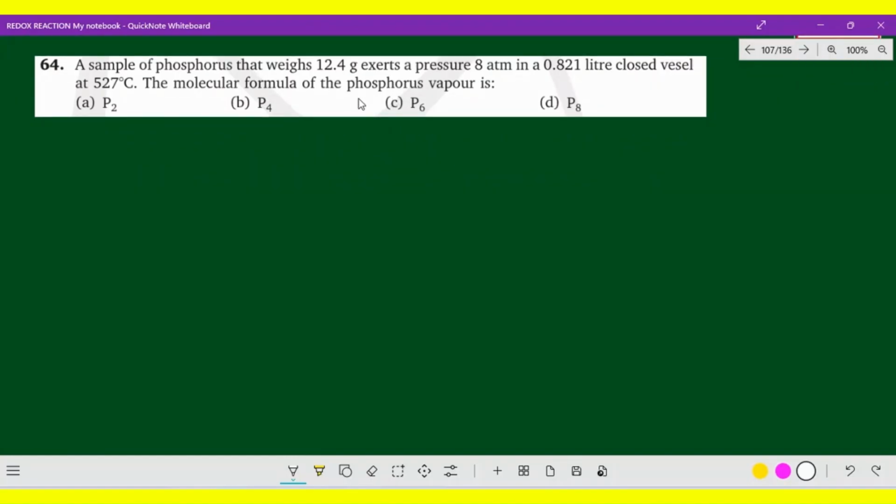Here, vapor is mentioned, so through that we can identify. Now here also the same: we have to find the number of moles through the ideal gas equation. Let us write all the data so that it will be easy for us to apply the values.